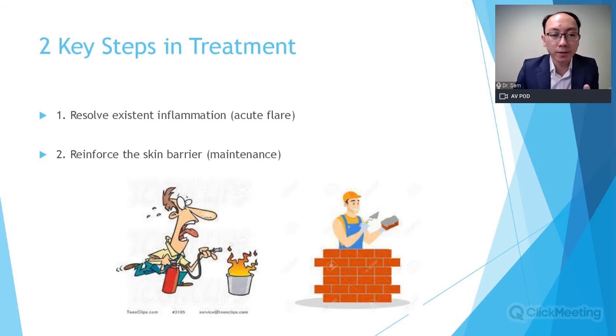when the patient has atopic dermatitis, you have continuous water leak from the skin. That's why the skin will be very dry. So you need to build the bricks. You need to build the skin barrier again. How you build the skin barrier is mainly with emollient.